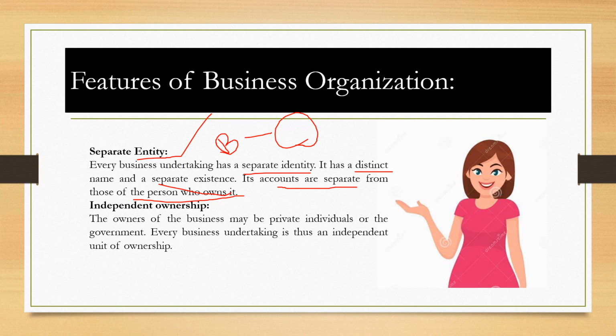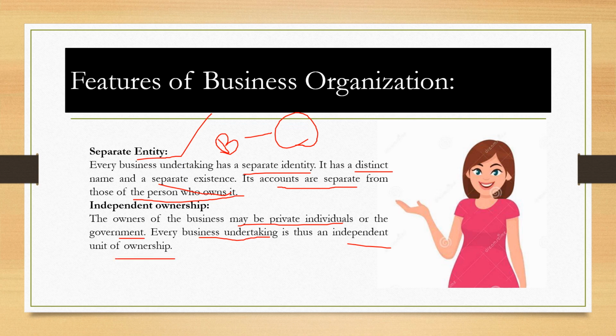Next, independent ownership. The owners of the business may be private individuals or government. So, whoever might be the owners, every business undertaking is thus an independent unit of ownership.